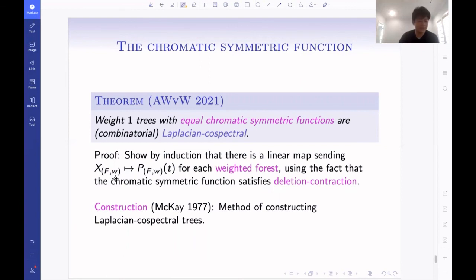But obviously this doesn't kill the conjecture, because McKay, for example, in 1977, gave a nice method of constructing infinitely many Laplacian cospectral trees. In fact, I think he showed that the limit of the number of trees that aren't Laplacian cospectral to anything else goes down to 0 as n goes to infinity. So it's partial progress.